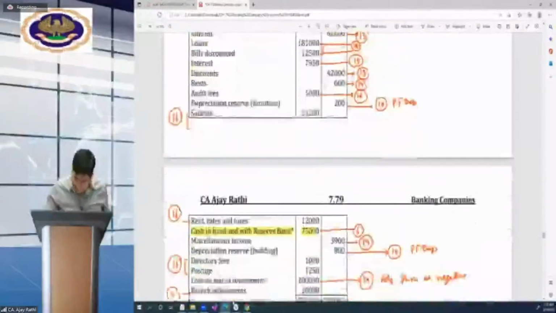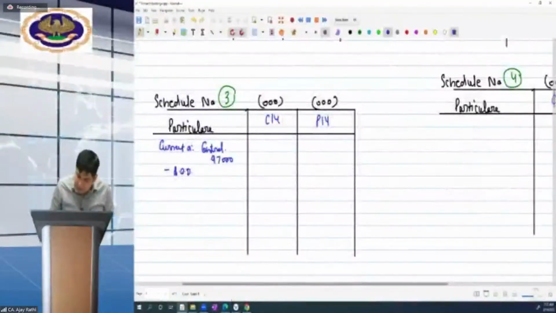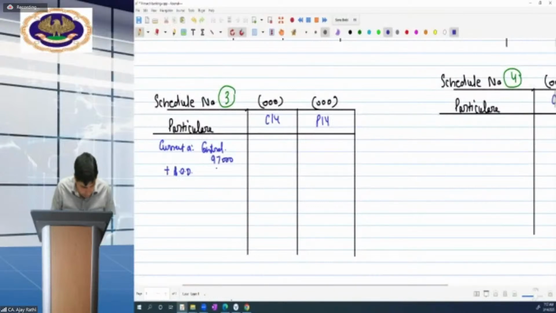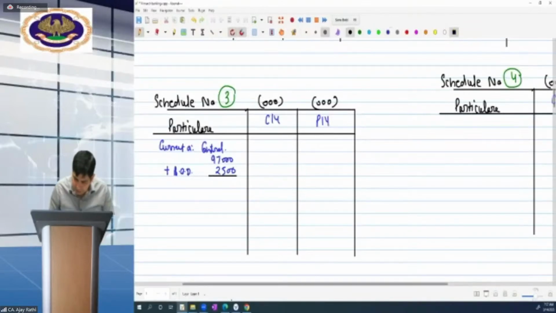Okay, I will mention it next. Plus 2,500. Debit side is there. Credit side will be there. That is 99,500. 99,500. Next one.